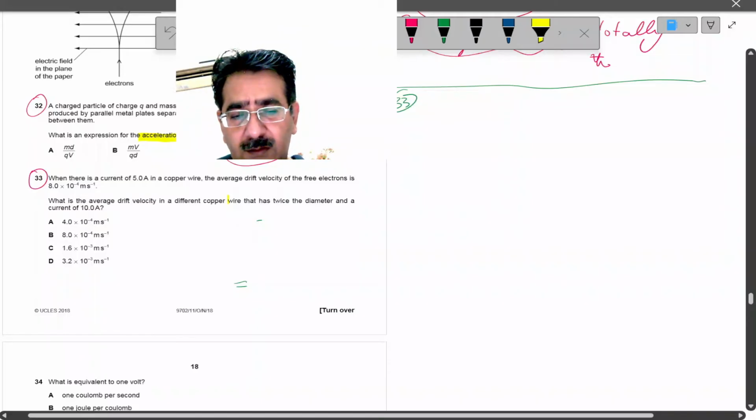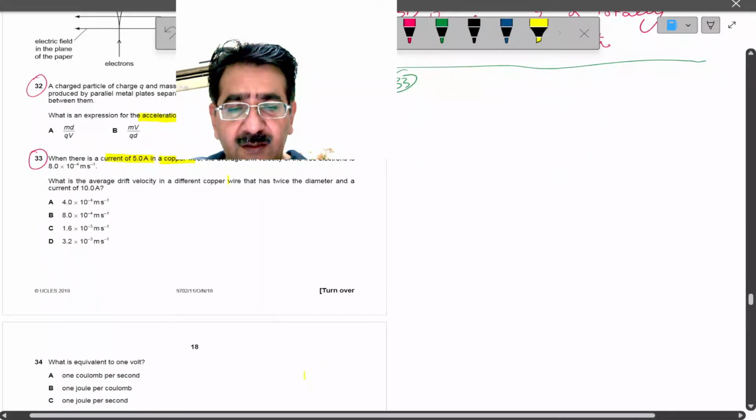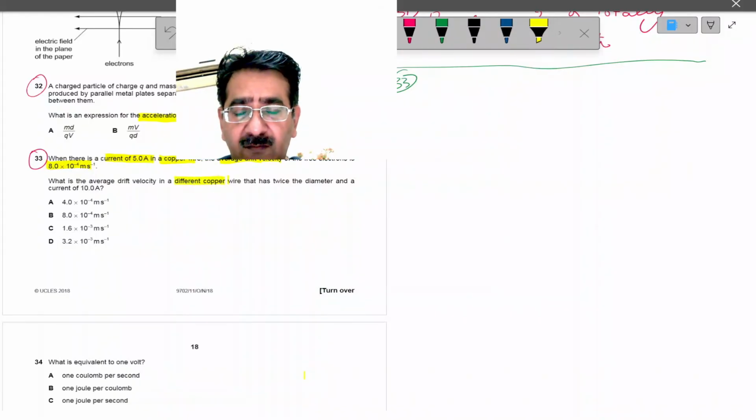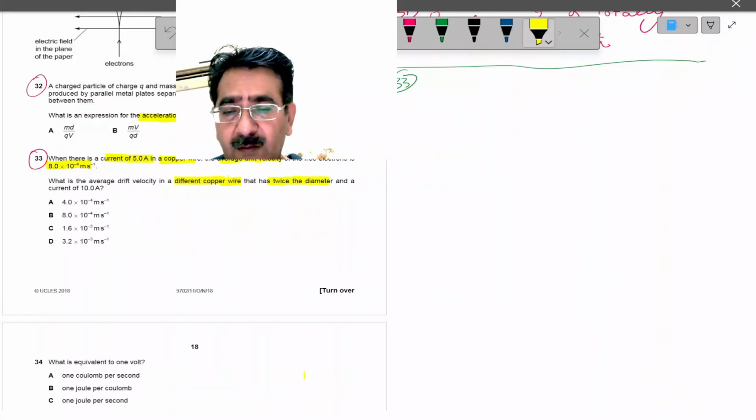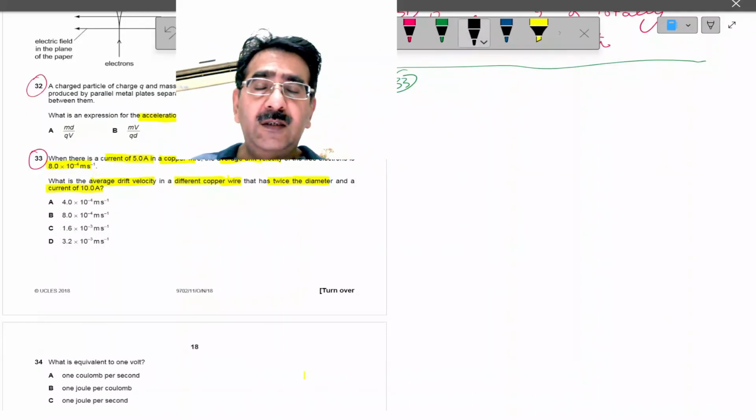Question number 33. When there is a current of 5 ampere in a copper wire, the average drift velocity of free electrons is given. Now there is wire 2, which has twice the diameter. The wire is the same copper, and the current is 10 ampere. So what is the average drift velocity? We have to calculate the average drift velocity. Okay, the question is very clear and simple.